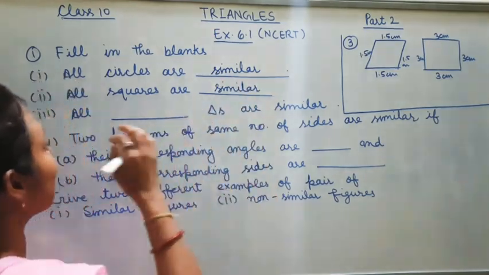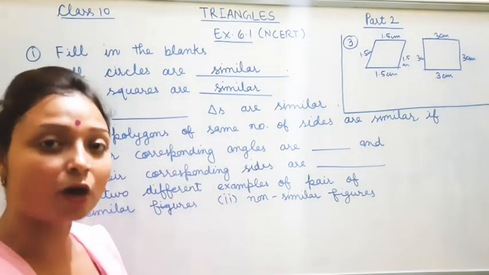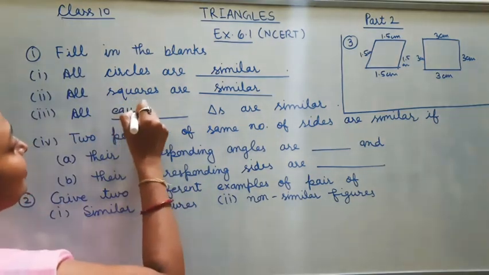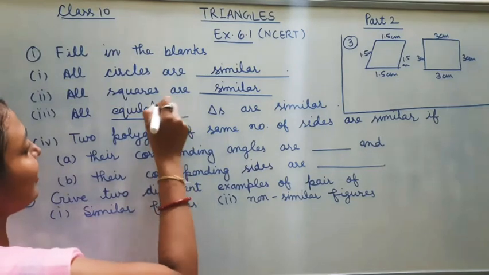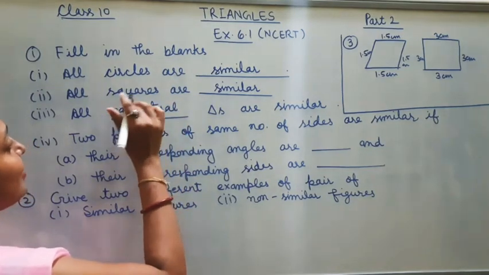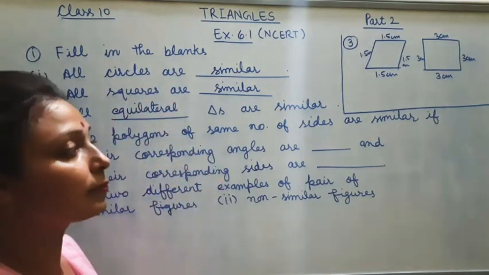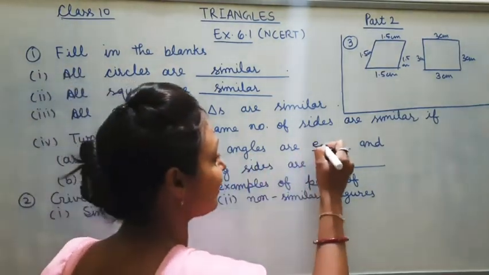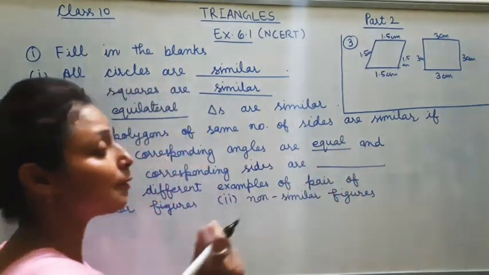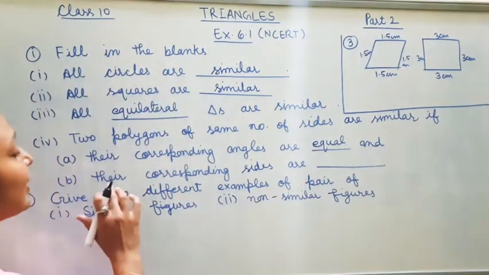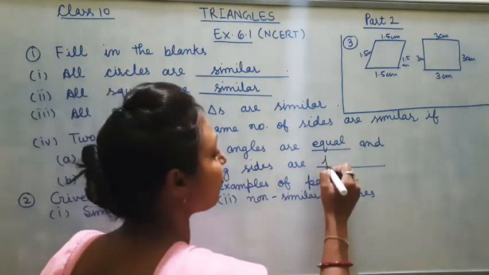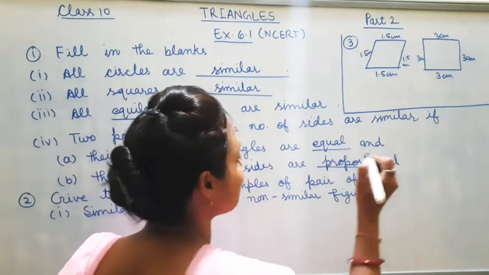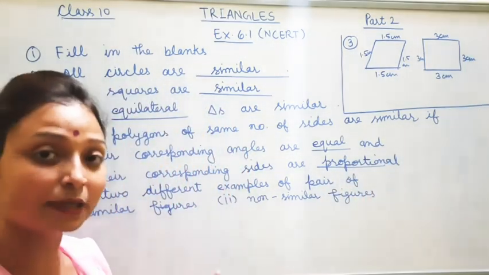And the third one, all equilateral triangles are similar, because an equilateral triangle has the same sides and the same angles. Now the next part: two polygons of the same number of sides are similar if their corresponding angles are equal, according to the basic concept, and their corresponding sides are proportional, right? So when the sides are proportional, then two polygons become similar.